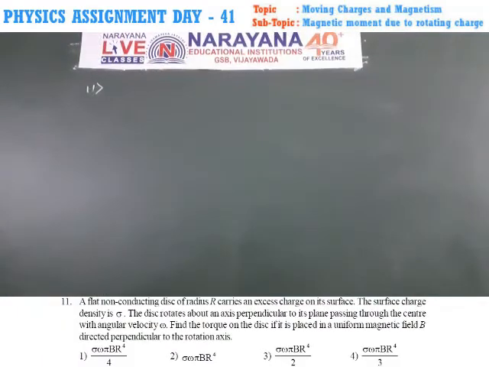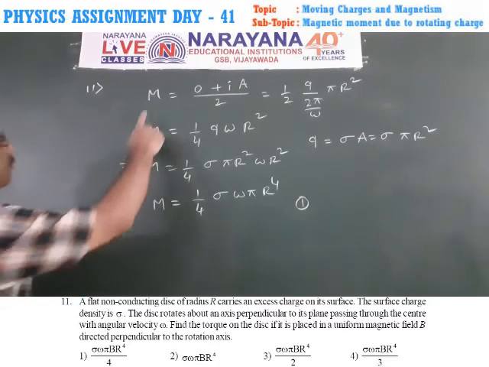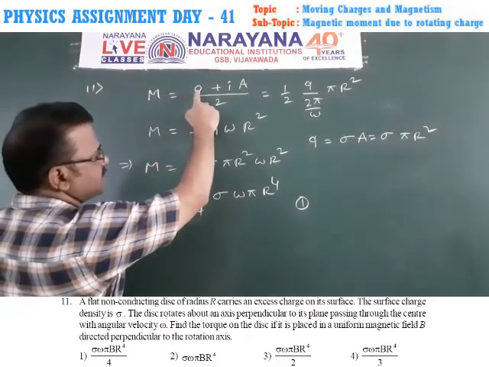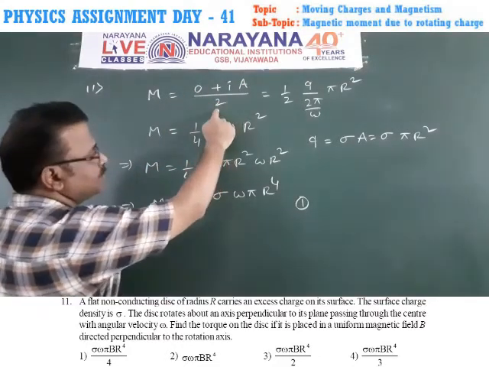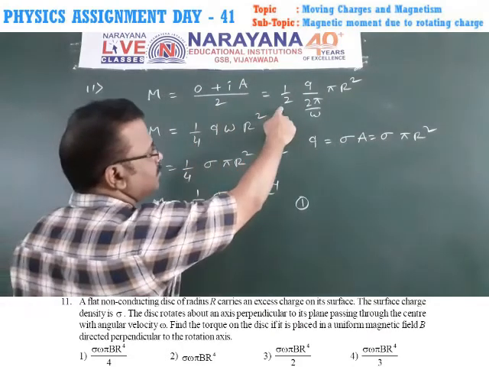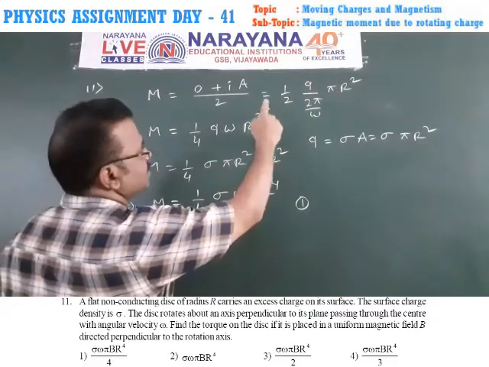Question number 11. A flat non-conducting disc of radius capital R carries an excess charge on its surface. The surface charge density is sigma. The disc rotates about an axis perpendicular to its plane, passing through the center with an angular velocity omega. Find the torque on the disc if it is placed in a uniform magnetic field B directed perpendicular to the rotation axis. See here, magnetic moment M is equal to, at the axis it is 0, at the end it is I a by 2. So you have to take the average value. By integration also you will get that average only. So it is a simple method.